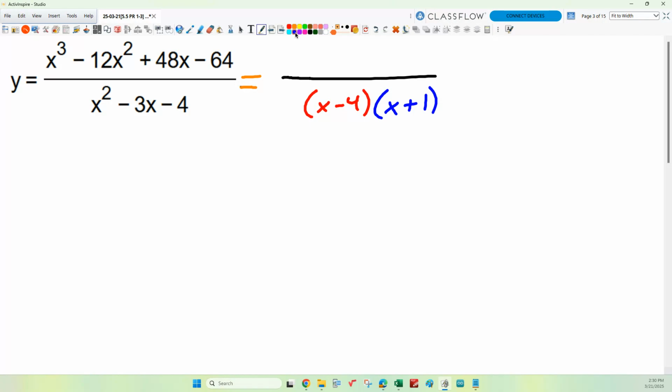Now the top does not factor easily, does it? You can't group it exactly because it fails the ratio test, right? Because the ratio of 1 to -12 is different. The top is not going to factor using grouping. If it did, it would have been pretty easy to factor, but it doesn't. So we're going to use synthetic division.